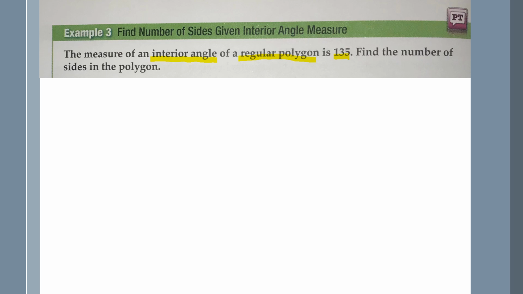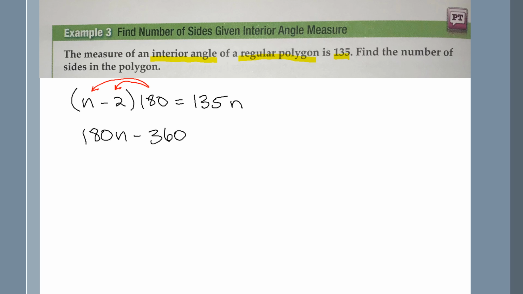So they want you to find the number of sides. So we know the formula is n minus 2 times 180 to find the total. But I don't know how many sides I have, but I know that each angle is 135. So 135 times the number of angles is going to give me that measurement. So now we're going to do some distributive property here. I'm going to multiply this 180 times n and then 180 times negative 2 in this next step. So I've got 180n minus 360 equals 135n.